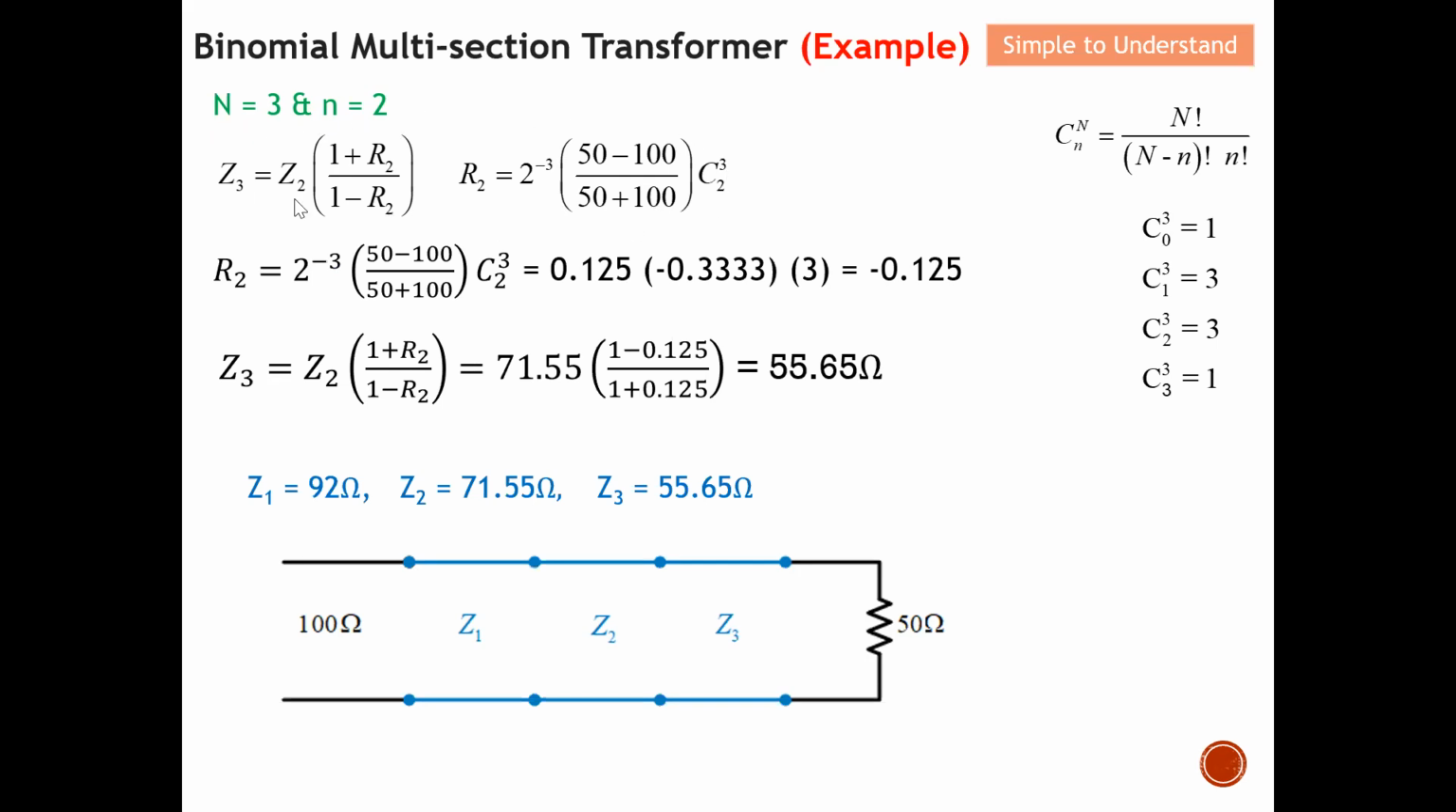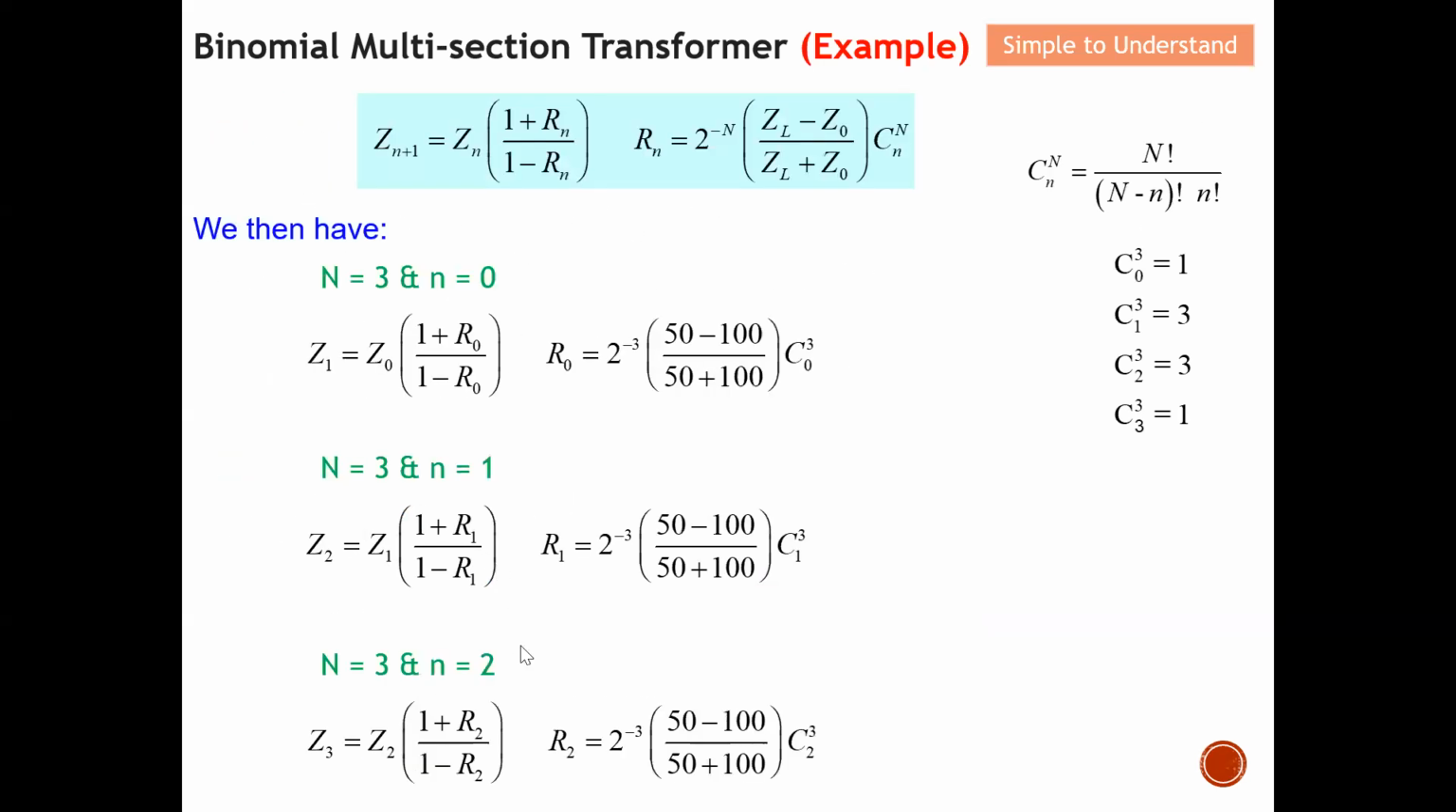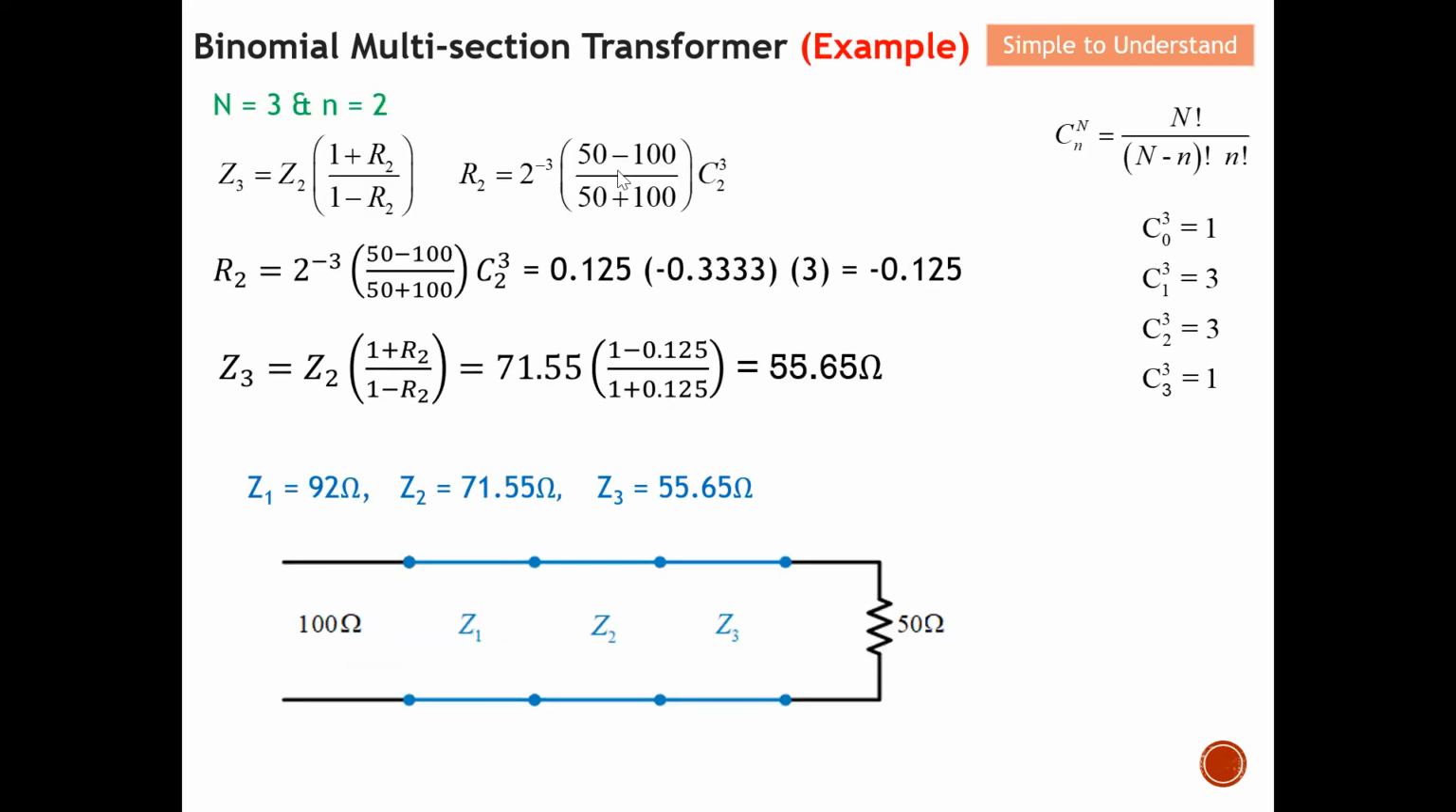So basically for this part here will be what I have shown over here. What is left is that I need to understand this term here. This term here will be equal to 3, which means that these are exactly the same. Therefore I know my R2 will be equal to minus 0.125. As for here, this Z2 is what I have calculated earlier on, which is 71.55. So from here, I can calculate that for Z3, the value will be 55.65 ohm.